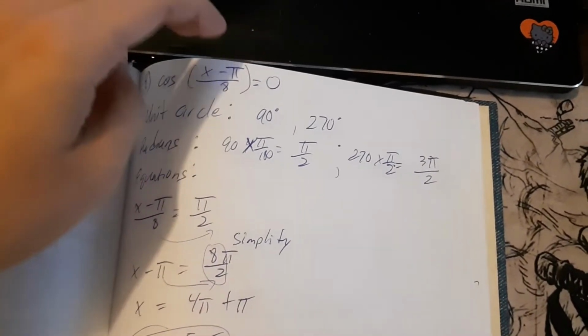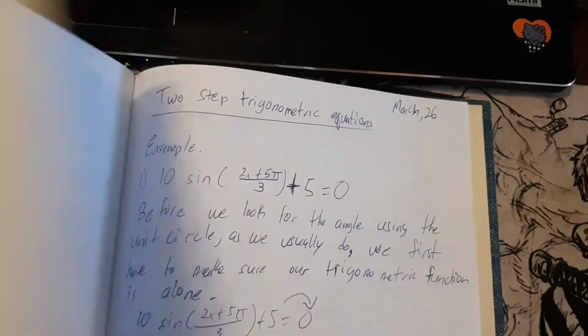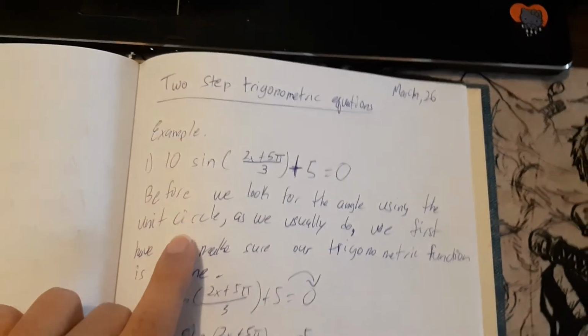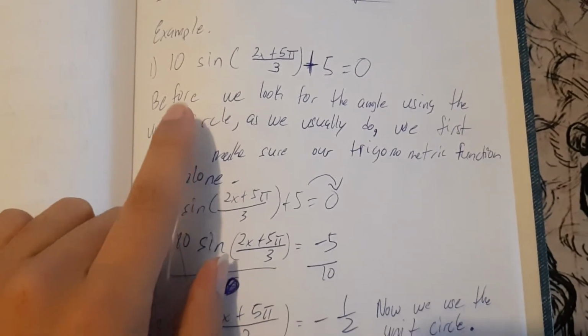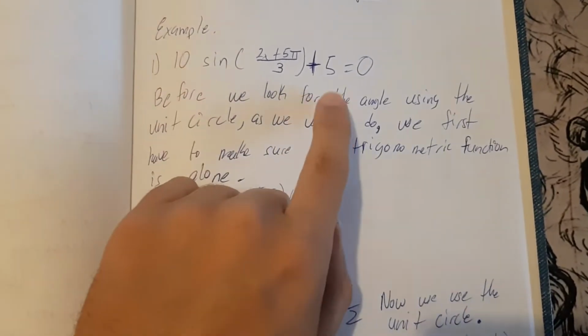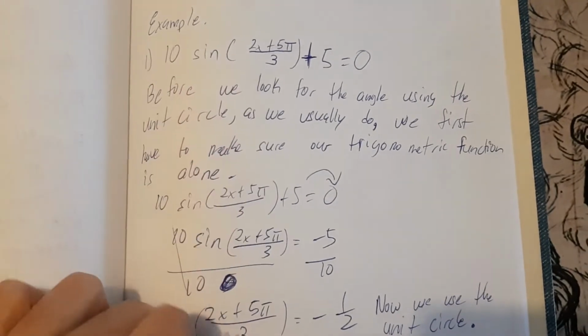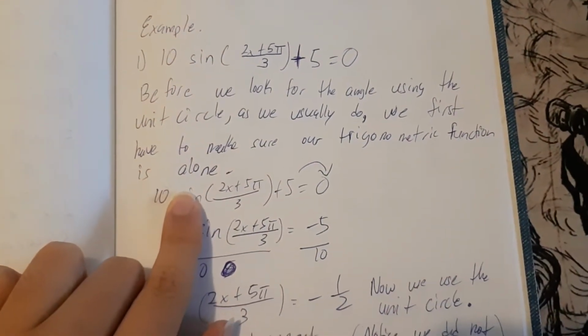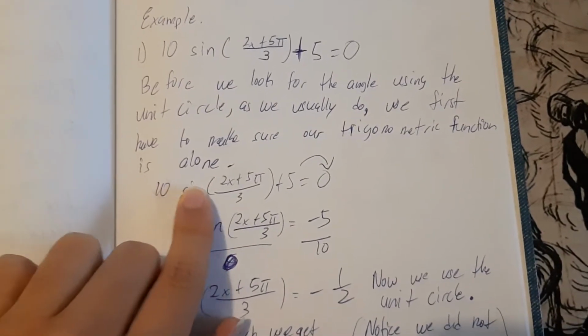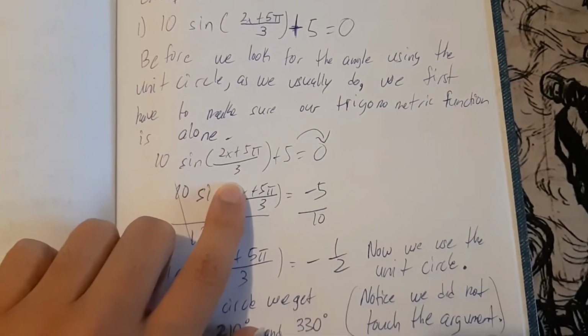However, in this case, we don't have the trigonometric equation solved, so we first have to take this 10 and this 5 outside of this side of the equation. All right, that's what it says here. Before we look for the angle using the unit circle, as we usually do, we first have to make sure the trigonometric function is alone.